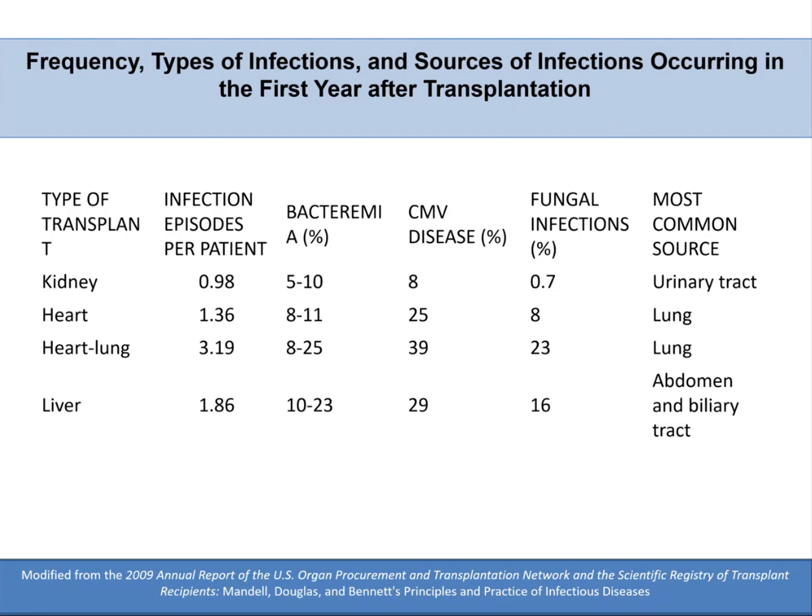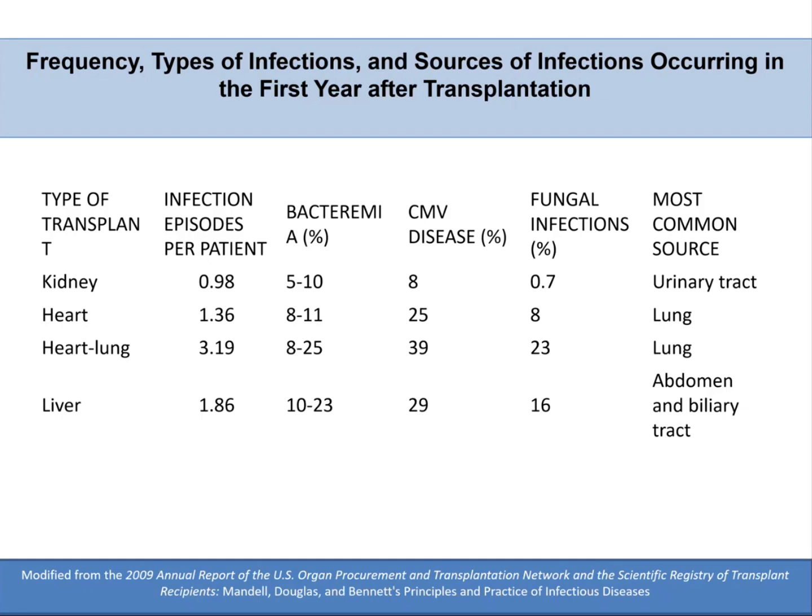CMV disease occurs in almost everyone, but as you can see, lung and liver, maybe heart, lung, and liver. But lung is a big one, where you have to think about CMV when they come in with fever or things like that. Fungal infections also can happen in any type of transplant, but again, you see lung, maybe people who have lung or heart lung.